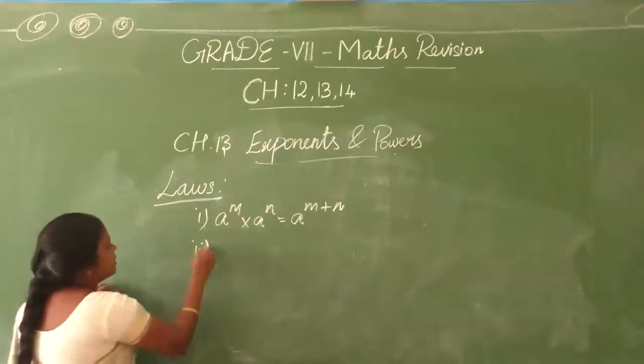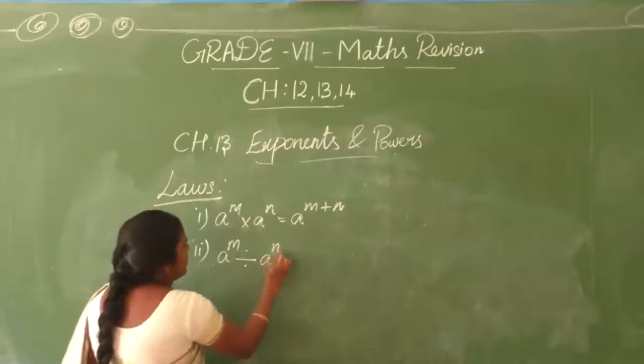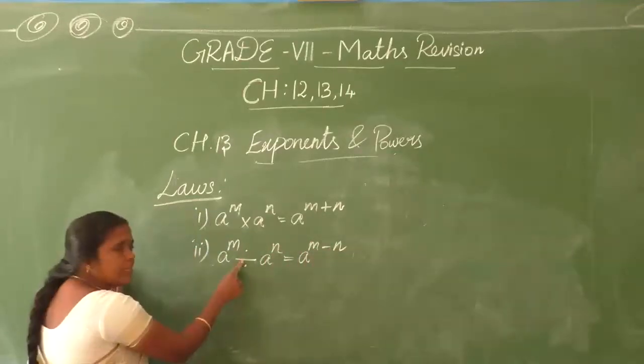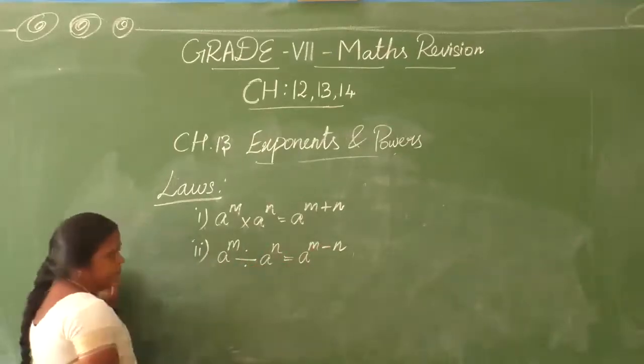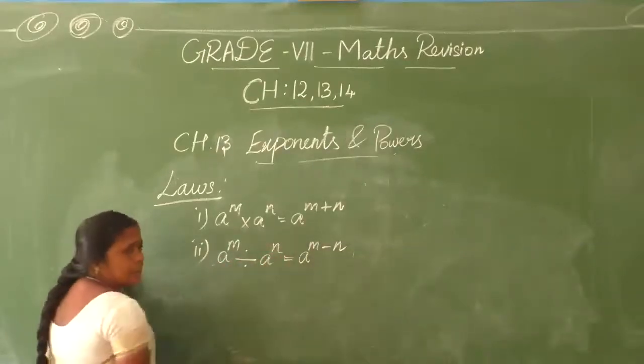Second law means, how do you tell? a power m divided by a power n is equal to a power m minus n. In division, if the bases are the same, their powers can be subtracted.